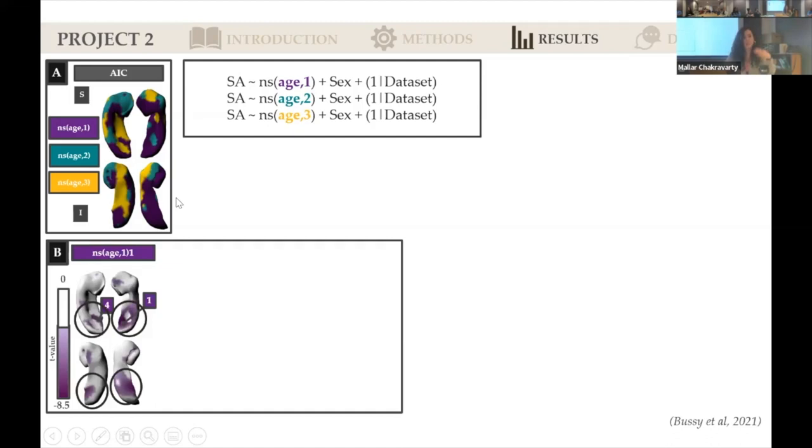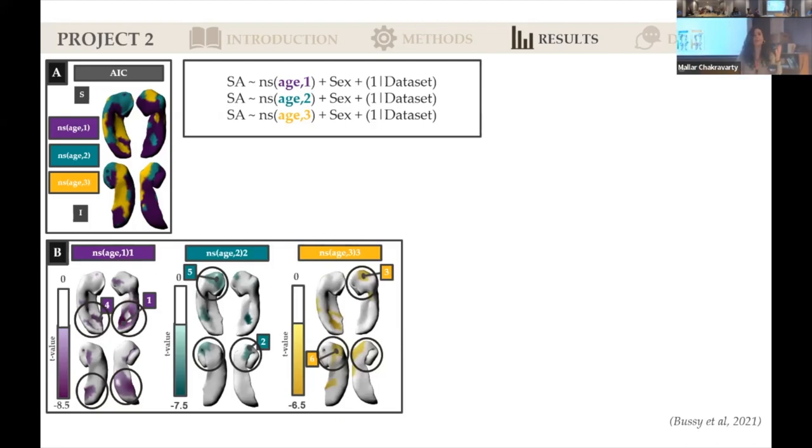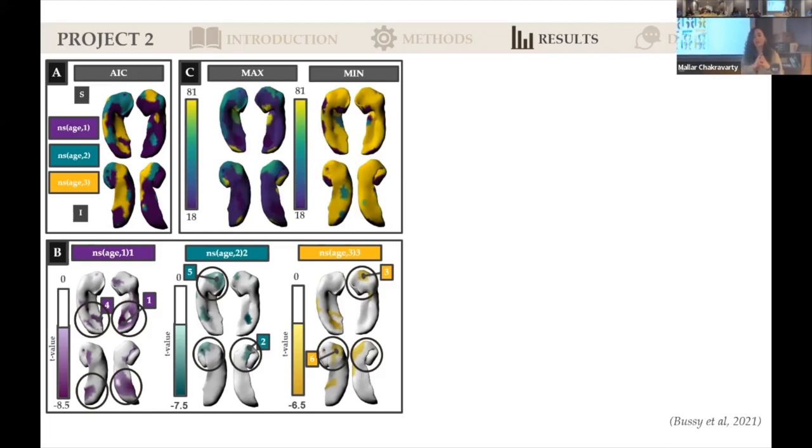Using these best models, I was then looking at which ones were actually significant in aging. I found a significant linear decrease mostly in the body and tail of the hippocampus, and I found second order and third order age relationships mostly in the head of the hippocampus. Then I took these best models and wanted to see at which age we see the maximum surface area in the hippocampus and at which age we see the minimum surface area.